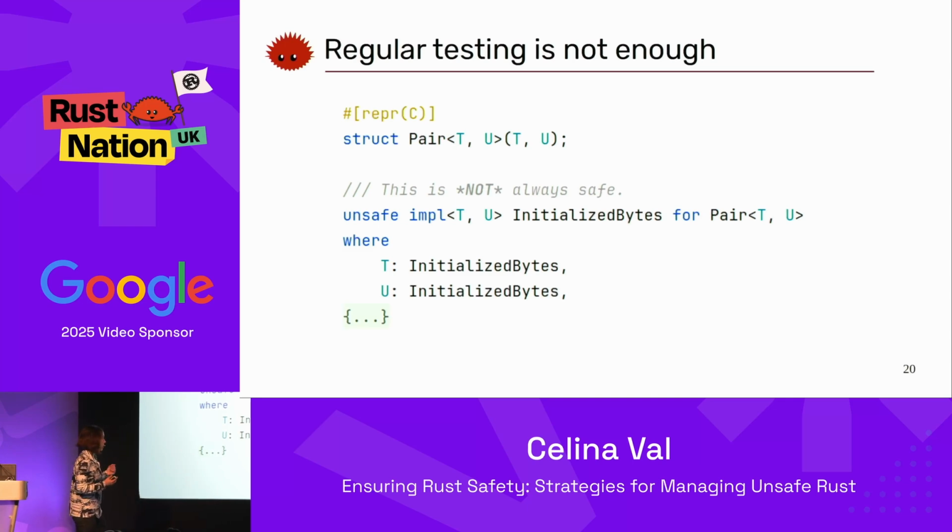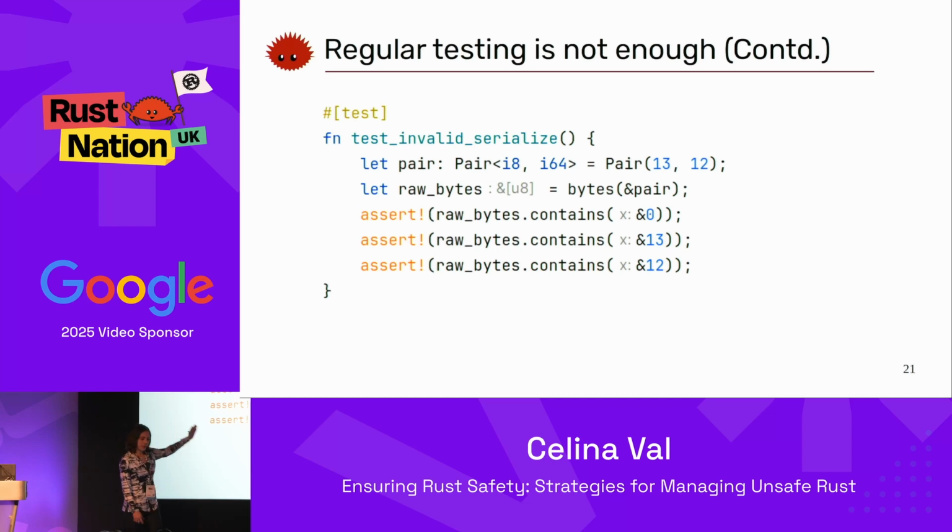Let's quickly look at an example of the same case I was looking at before. I created a pair with representation C, because I want to keep the order of my types. I have a pair of type T and U, and I implement my initialized bytes trait. I say, well, if T and U also implement initialized bytes, I'm good, right? Exactly. No. Why? Because of padding bytes. Padding bytes are actually not guaranteed to be initialized.